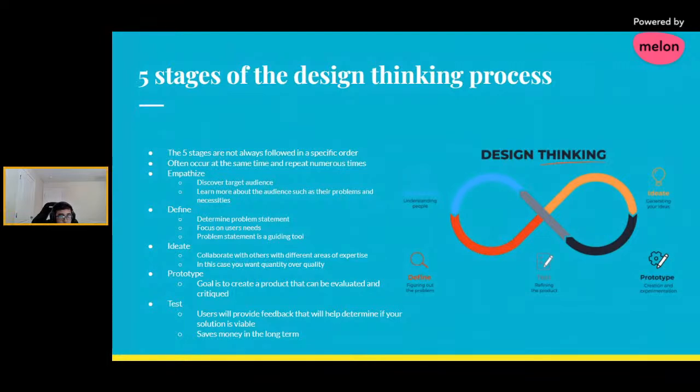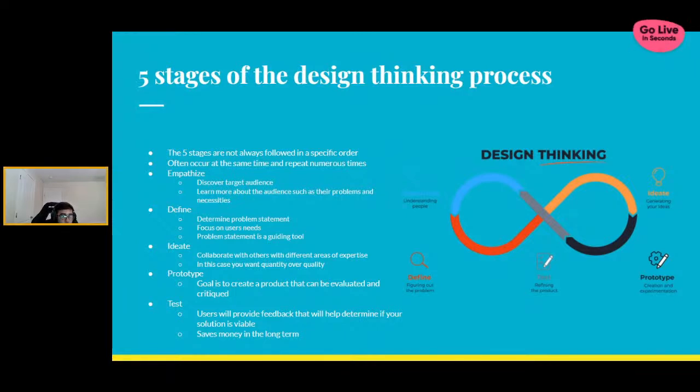So for empathize, it's where you discover your target audience and you learn more about your audience, such as their problems and necessities. For define, it's where you determine a problem statement, focus on users' needs, and realize that problem statement is a guiding tool. For ideate, it's where you collaborate with others with different areas of expertise. And in this case, when you're doing it, you want quantity over quality.